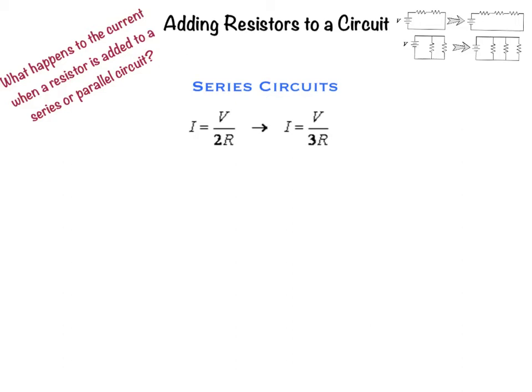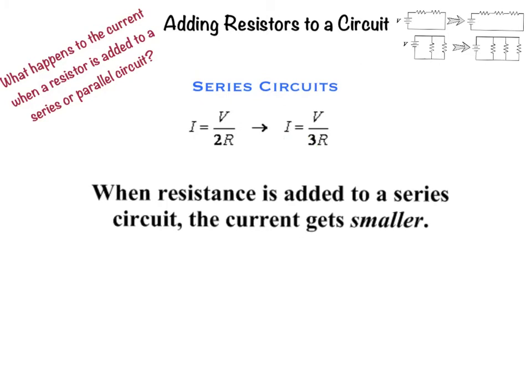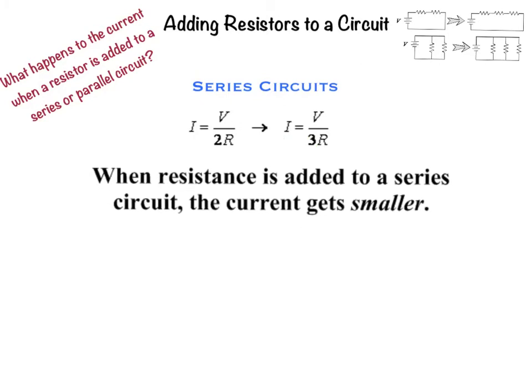Well, in a series circuit, the total resistance is the sum of the resistances. So if you add a third resistor, you end up changing the resistance from 2R to 3R. The current then is equal to V over 3R here. So our resistance goes up, which causes our current to decrease. So in a series circuit, when you add resistance, the current gets smaller.